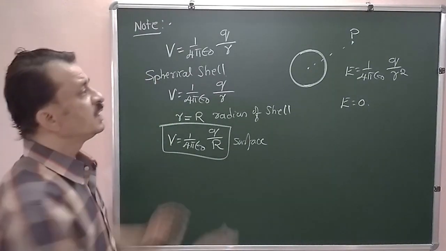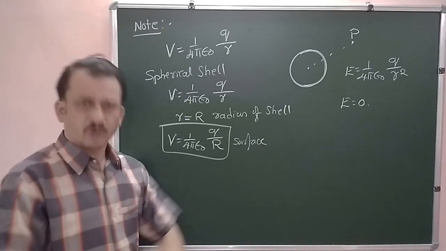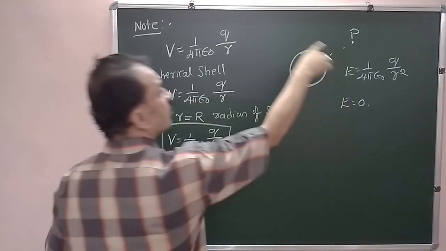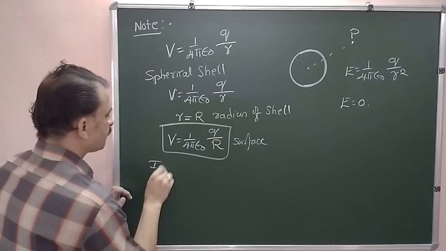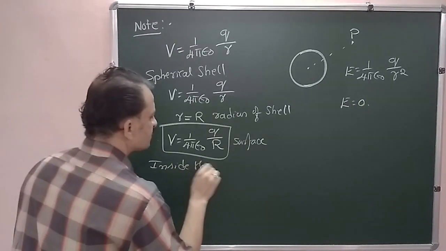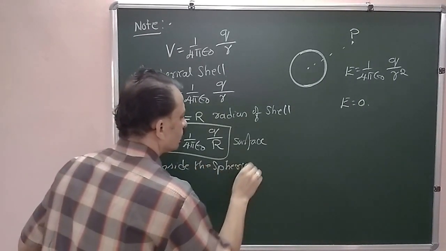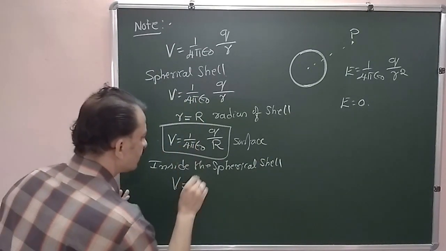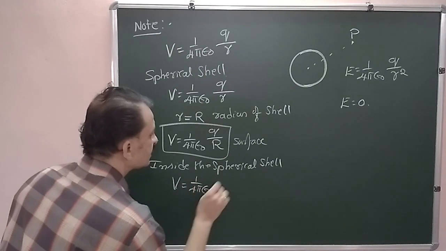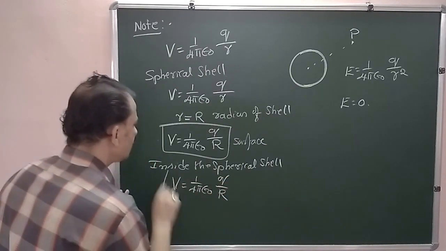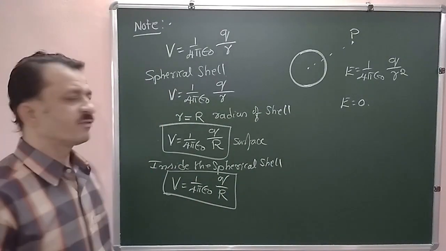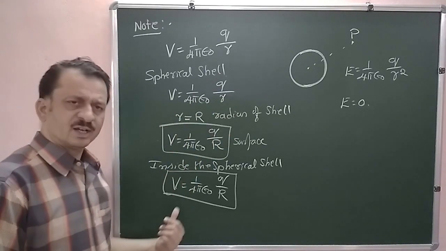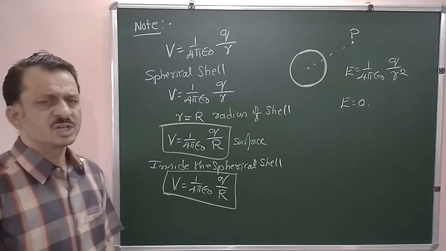So that means inside the spherical shell, the potential is constant and the same as that on its surface. Inside the spherical shell, the potential remains the same as the potential on the surface, but the electric field becomes zero. So that is regarding the electric field and the electric potential in the case of a spherical shell.